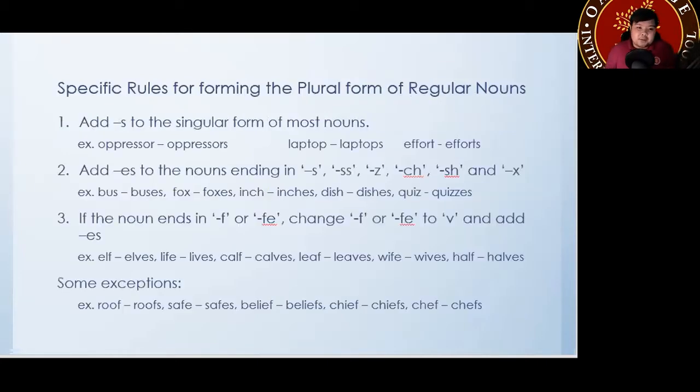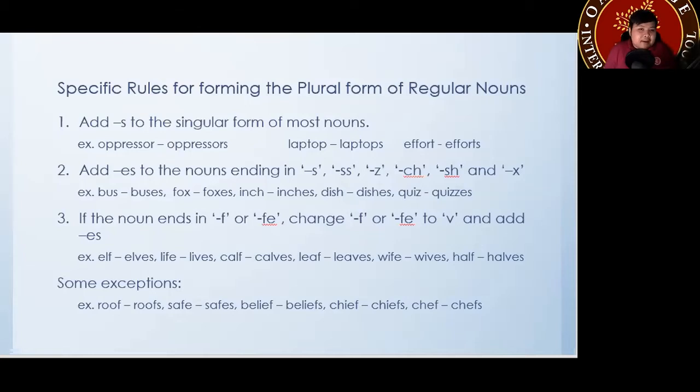What are your specific rules? Number one: add s to the singular form of most nouns. Oppressor, oppressors. Laptop, laptops. Effort, efforts. These are the general rule for most nouns. You add s. But in rule number two, when a noun ends in s or ss or z or ch or sh or x, the rule is you add es. Example: bus, buses; fox, foxes; inch, inches; dish, dishes; quiz, quizzes.